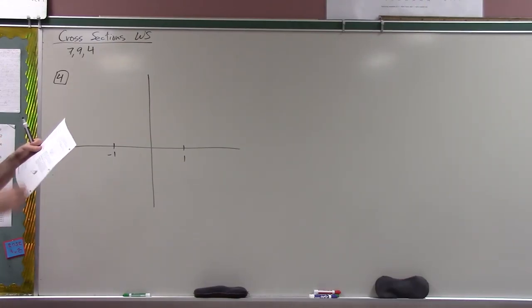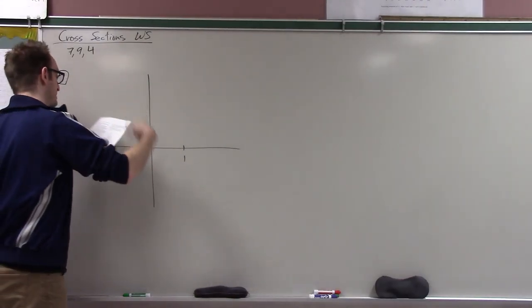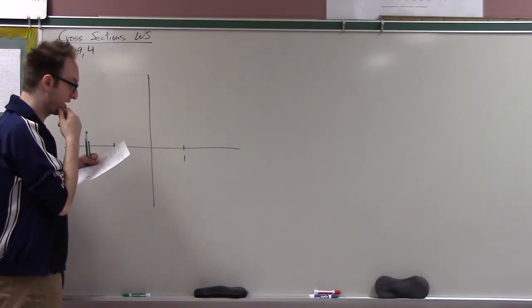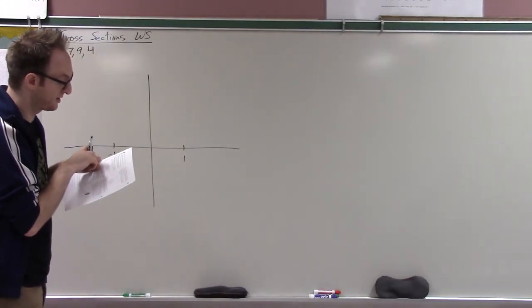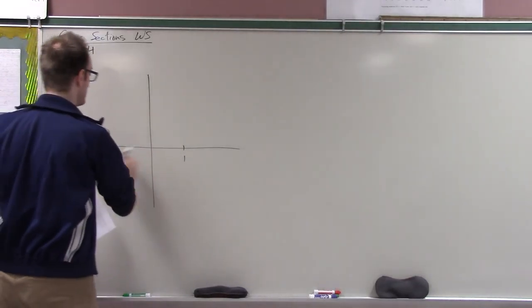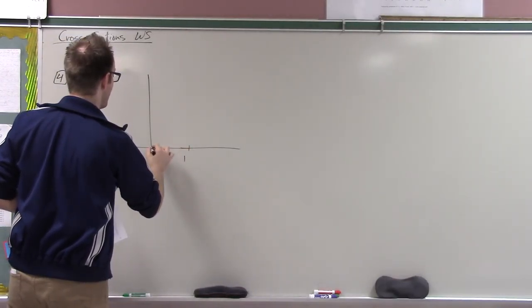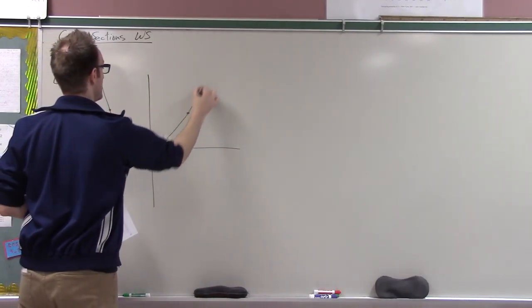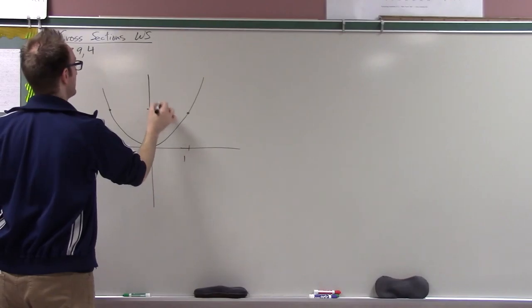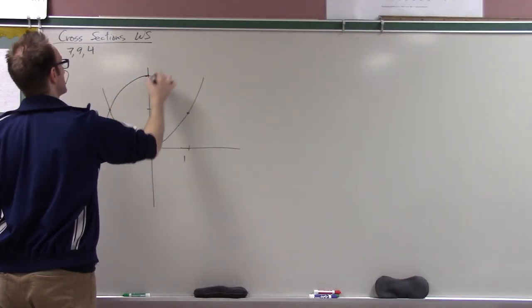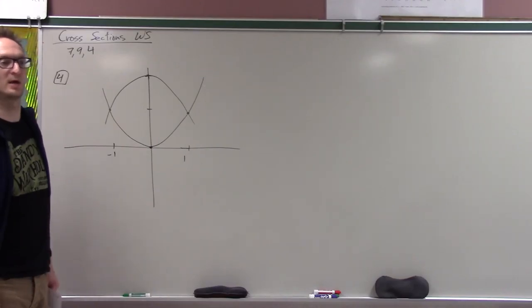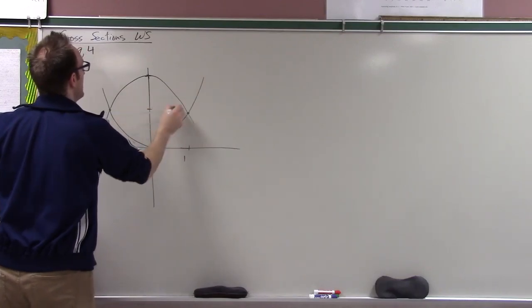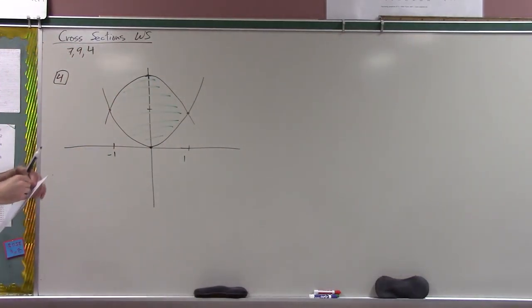Cross sections perpendicular to the x-axis are circular disks. I feel like I can handle that. Whose diameters run from the parabola y equals x squared to the parabola y equals 2 minus x squared. Alright, so I'm going to graph y equals x squared, which looks like this, and then I'll graph y equals 2 minus x squared, which looks like this, and then they intersect at like 1 and -1. I don't even need algebra for that. And so the region enclosed by these two parabolas is this region.